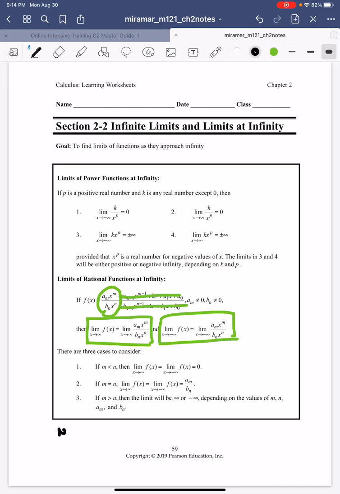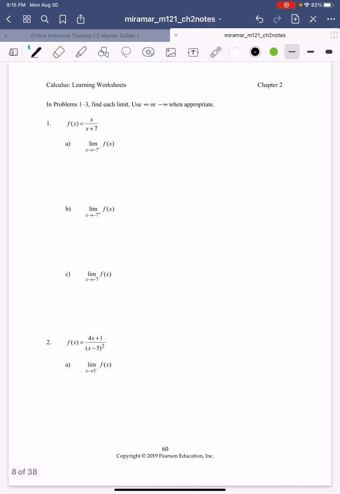Also, note another extra piece of information. The limit as x approaches infinity of f of x is the same thing as finding the horizontal asymptote of a graph. So if the problem asks you to find the horizontal asymptote, you're going to take the limit at infinity. So let's take a look at the first question.